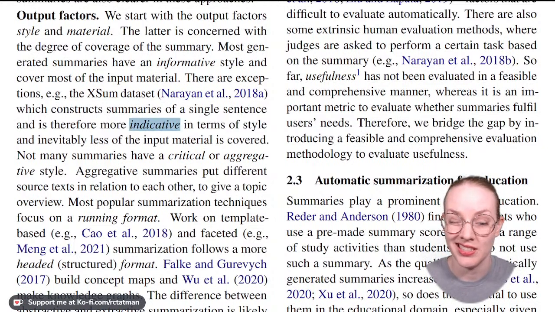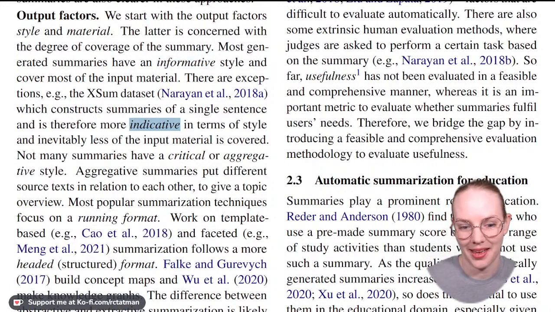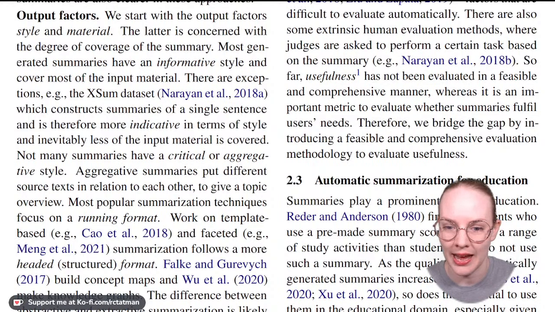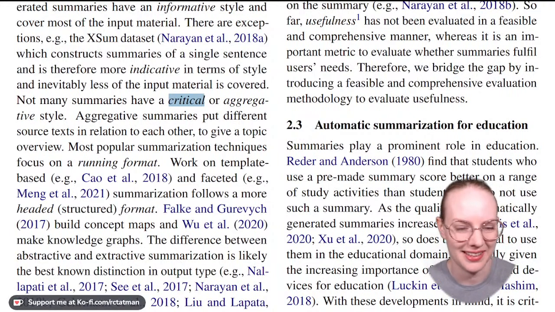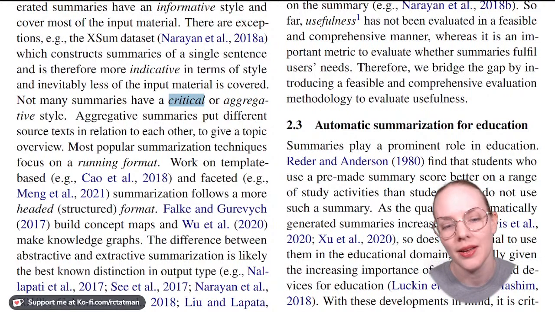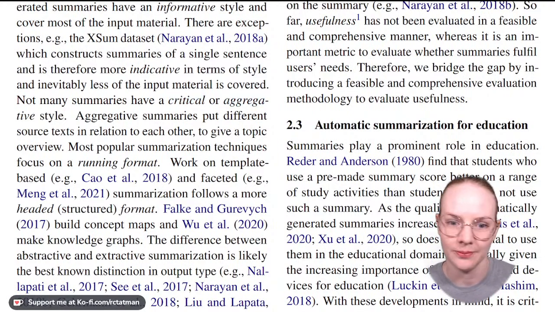I'm not entirely sure what an indicative style is. Informative is obviously like I'm giving you information. I guess indicative would be more like here's what's in it, and not I'm going to tell you about it, maybe. I don't know. I'm not familiar with the style term. Not many summaries have a critical or aggregative style. Okay, yes. So critical would be like we are reading this paper critically, right? I'm reading it and then providing additional information or context, or being like, oh, I think this bit's good, or there hasn't been a bit yet that I think is particularly bad, but that would be something that I might bring up. And then aggregative would be like bringing different things together.